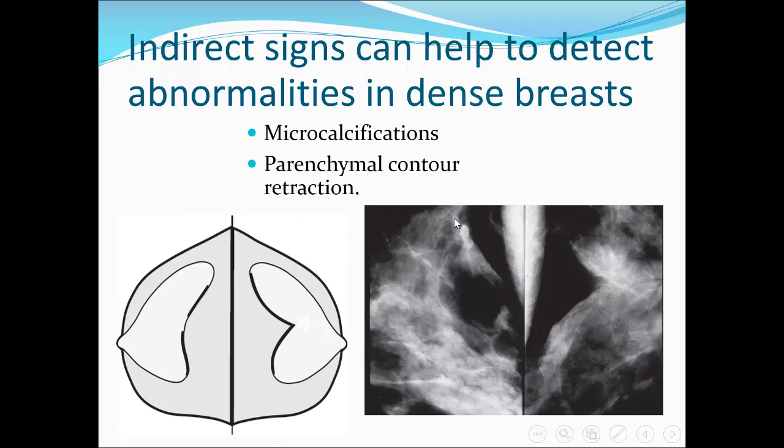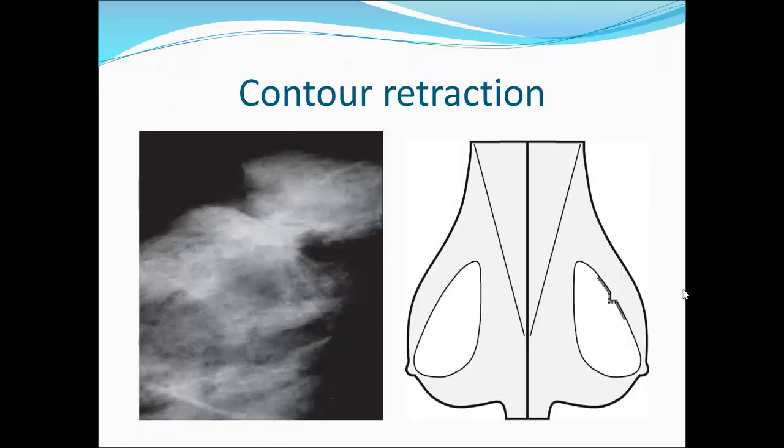And the presence of microcalcification. Later in the slides, I will show you the different patterns of breast calcification. This is here also parenchymal contour retraction. And this is here. I could not see here that it is a mass, but it's an asymmetry, a focal dense asymmetry, and there is parenchymal contour retraction here.